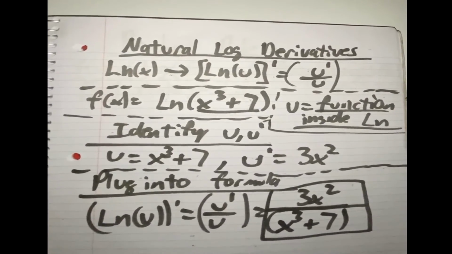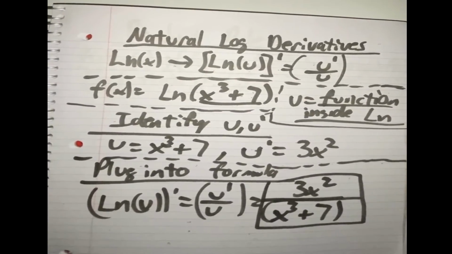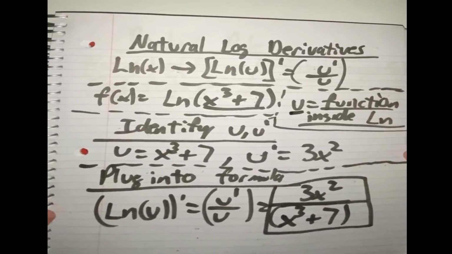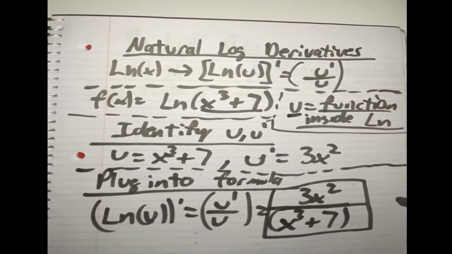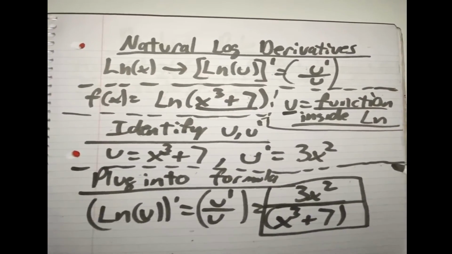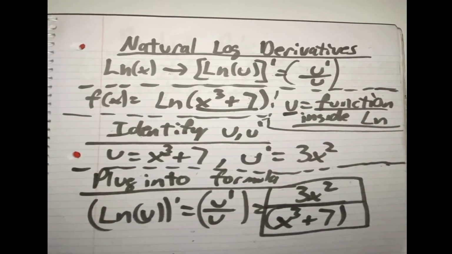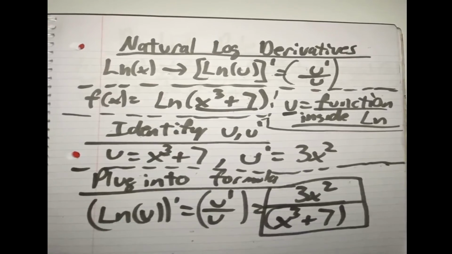The key step to this is understanding the function inside the logarithm. Identify it as u, take its derivative, and plug into the formula u prime over u. I think that's pretty straightforward. Any logarithm derivative will be able to be solved using this formula.